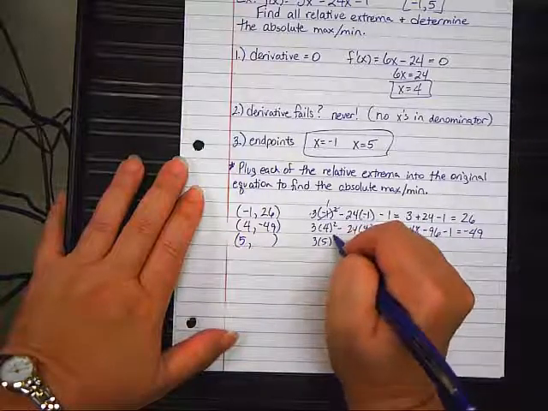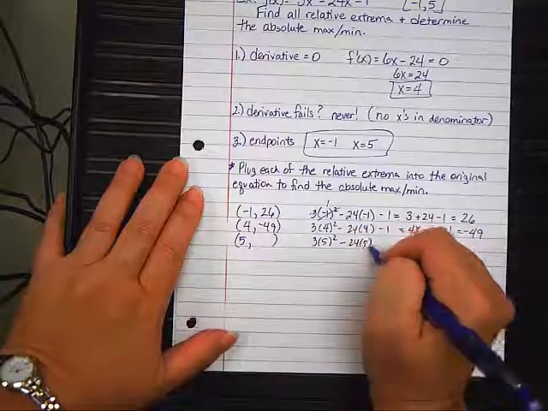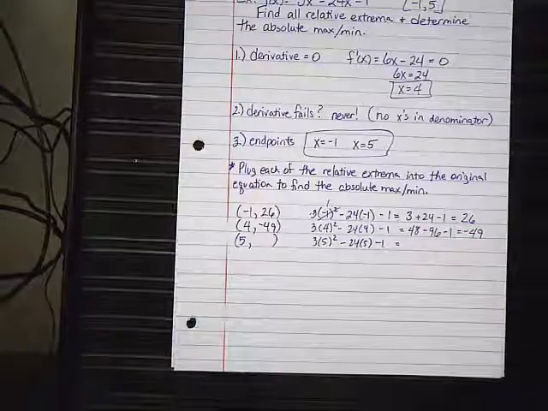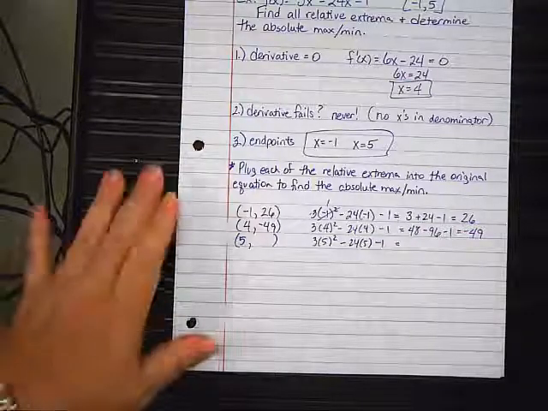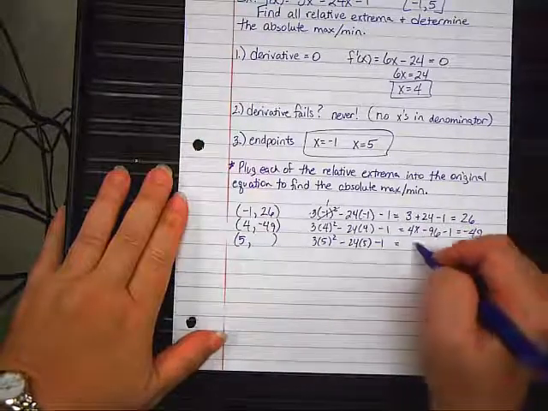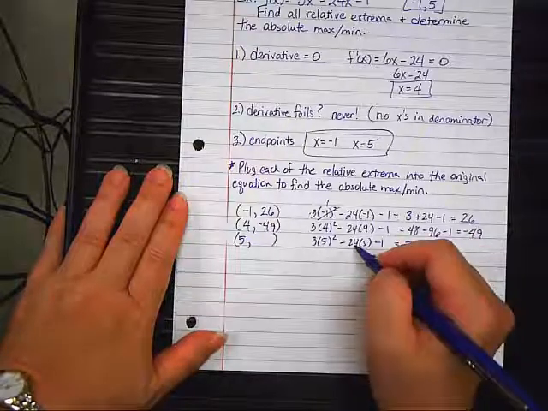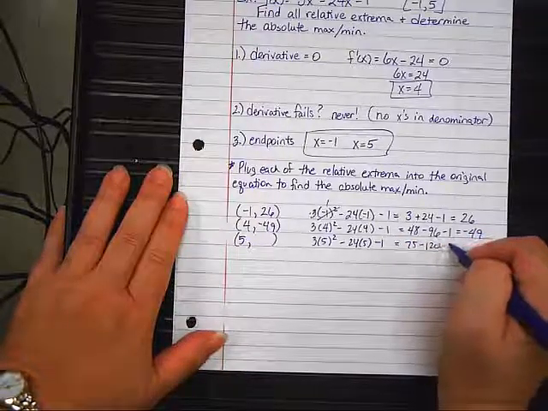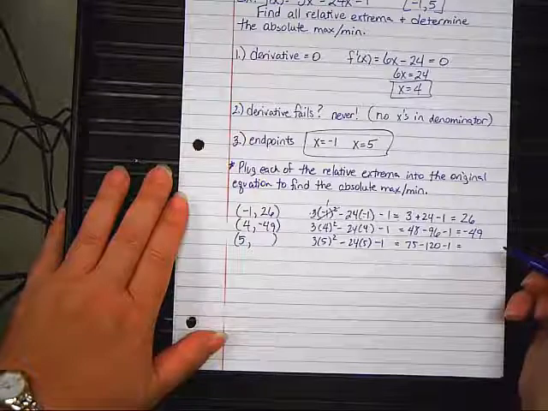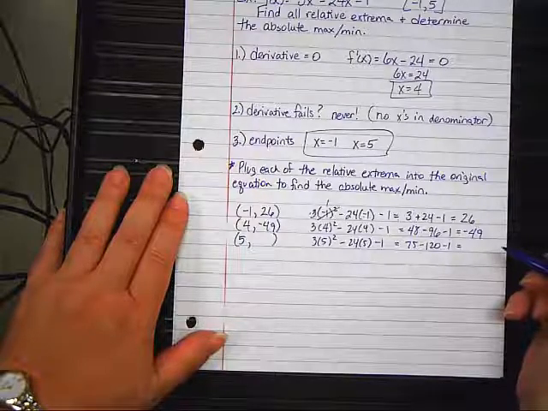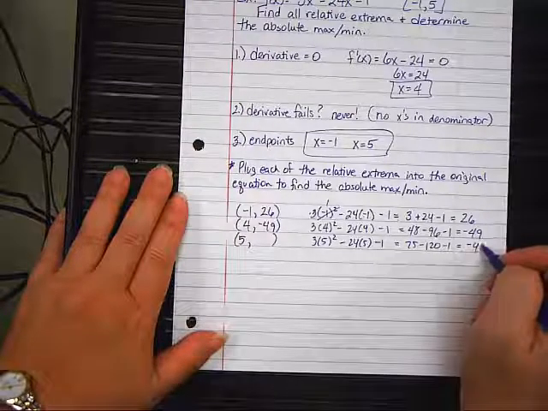So now we do the 5. 3 times 5 squared minus 24 times 5 minus 1 equals. 5 squared is 25 times 3 is 75. 24 times 5 is 120, minus 1. 75 minus 120 is -45. Minus 1 is -46.